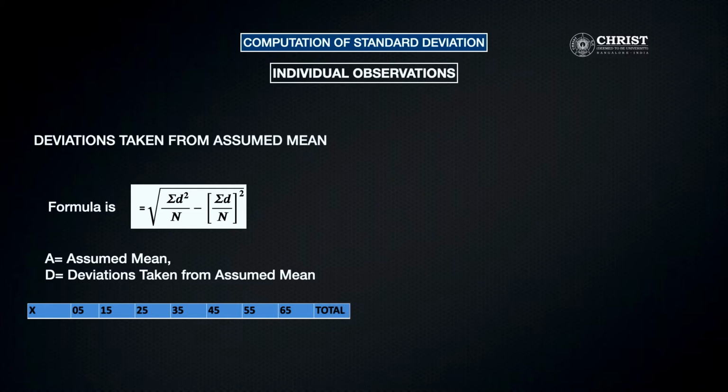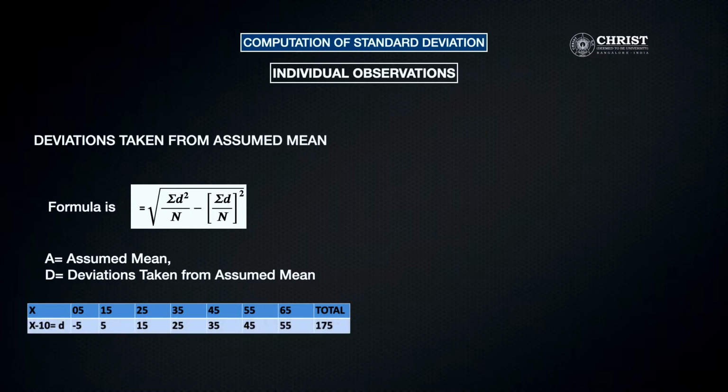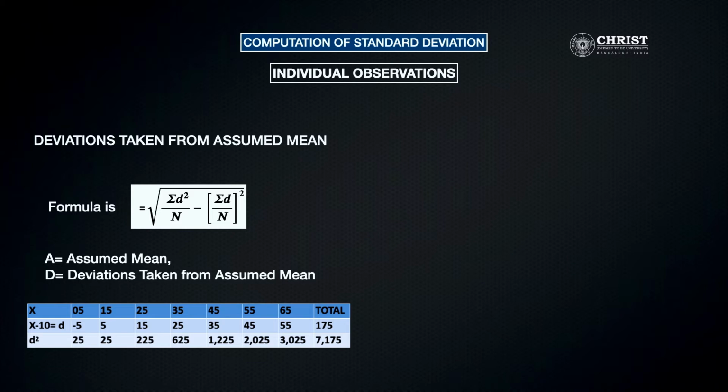5, 15, 25, 35, 45, 55 and 65. So we have to take the deviations x minus 10. 10 we are assuming as the assumed mean. So minus 5, 5, 15, 25, 35, 45, 55. Total is 175. Now d square values, that is 25, 25, 225, 625, 1225, 2025 and 3025, and total we are getting 7175.